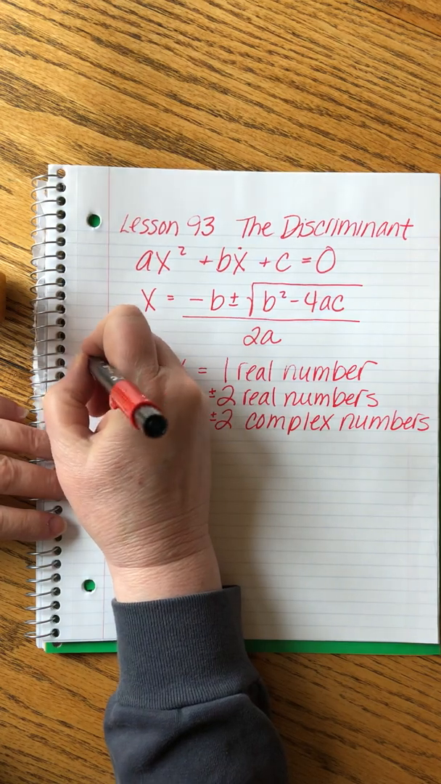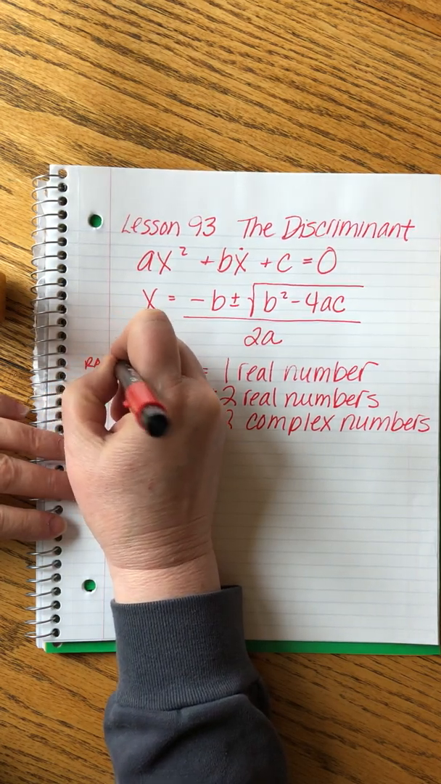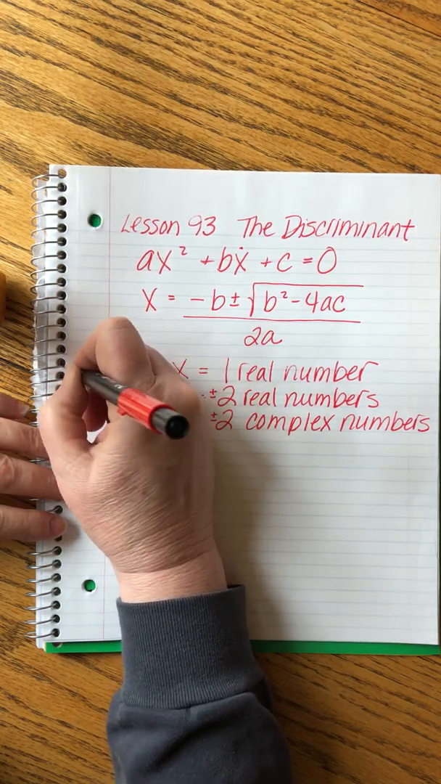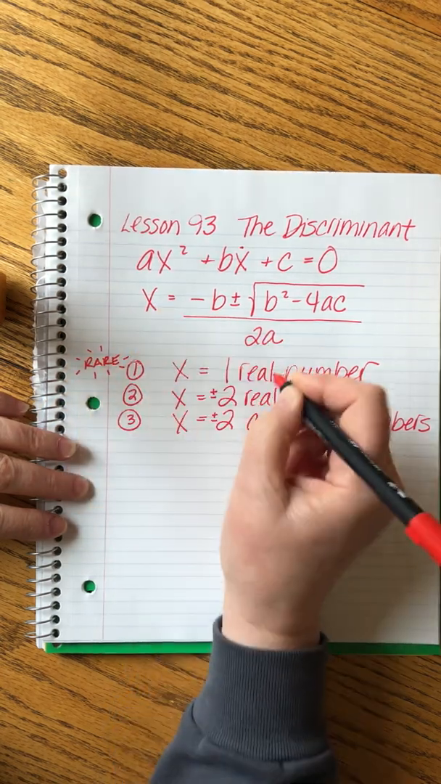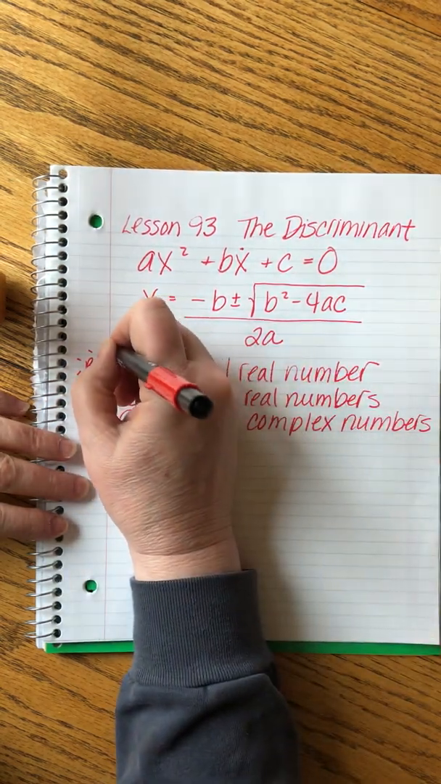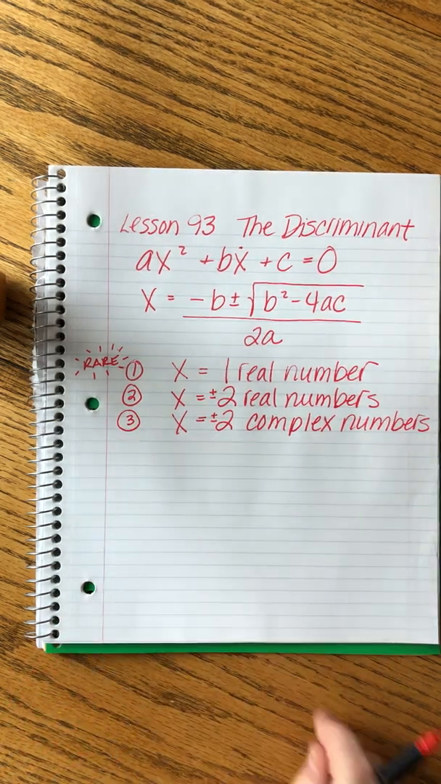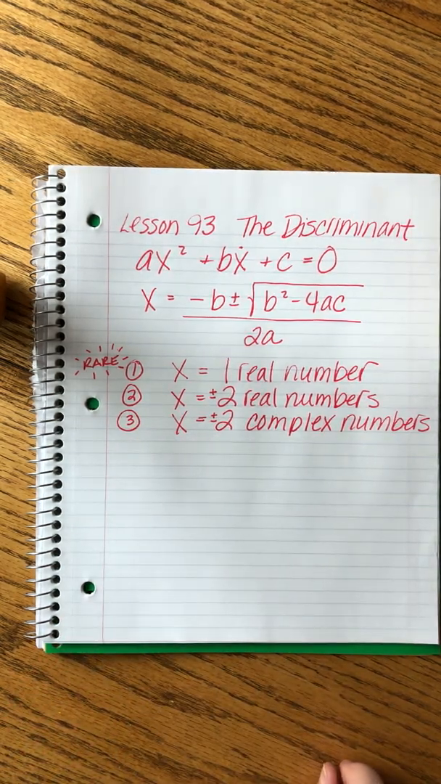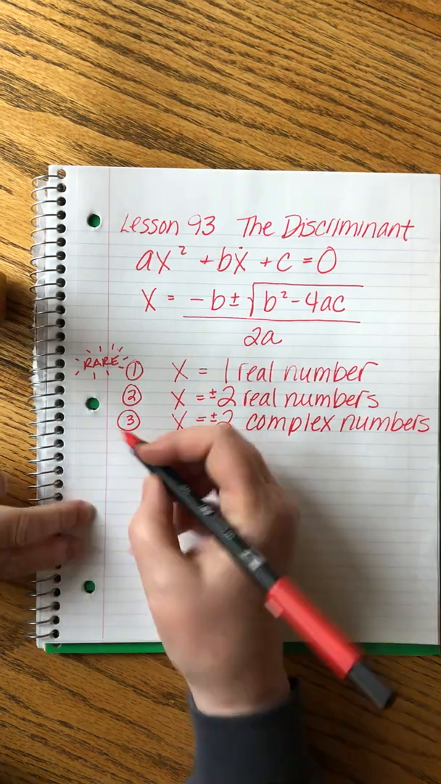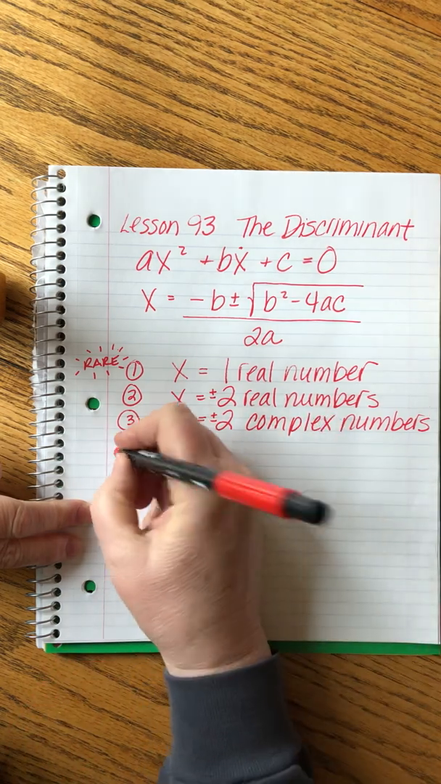I want to just say this: this number one style of just getting one real number is very rare. We don't see that one much. It's usually two or three, right? The discriminant is a special small calculation we can do that predicts which answer we will get.